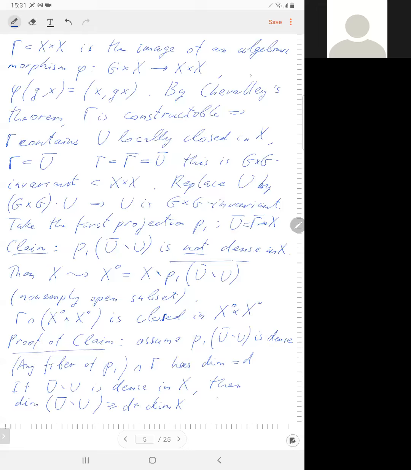Okay. So because the intersection of P1 inverse of x with gamma is just Gx, the dimension is exactly d. On the other hand, for U, we have the opposite estimate.